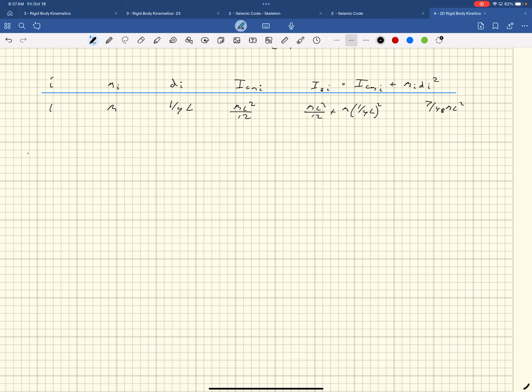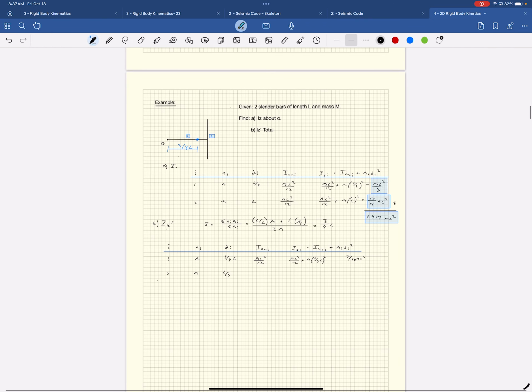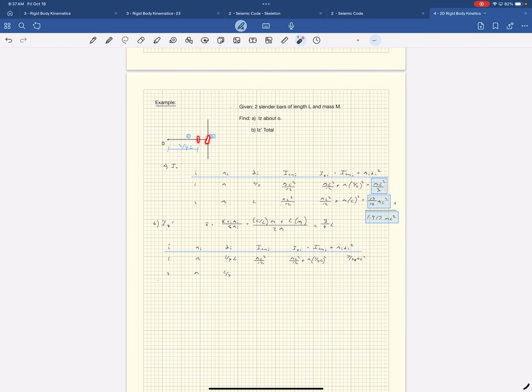Okay. And then you go to the next one, 2m. Again, L over 4. That'd be the distance between here and here, right? The axes coming out.